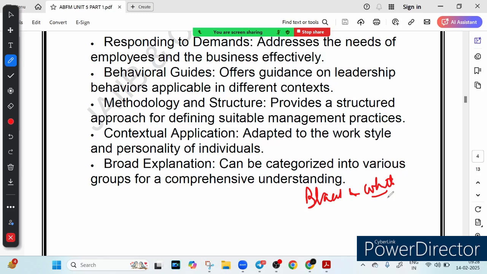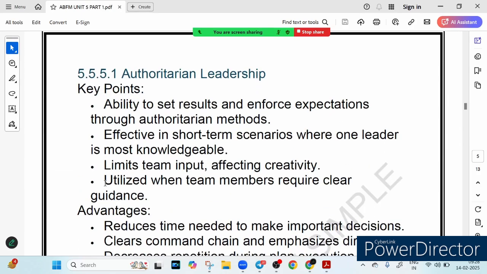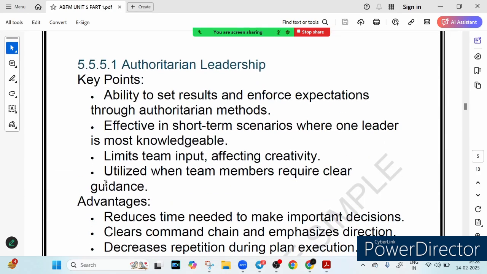Which type of leadership profile? Now we know the importance of leadership models, why they are needed, right? Because it depends on the situation. So now let's talk about the different leadership models we have. The first kind of leadership model is authoritarian leadership.